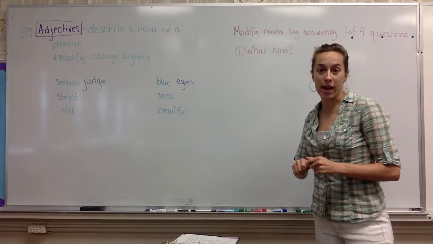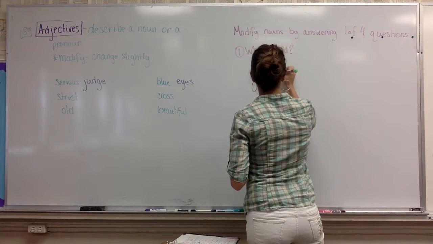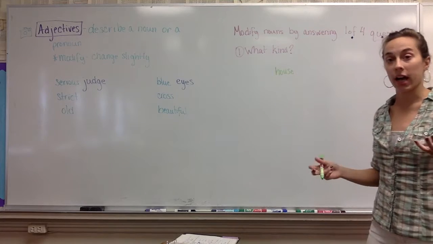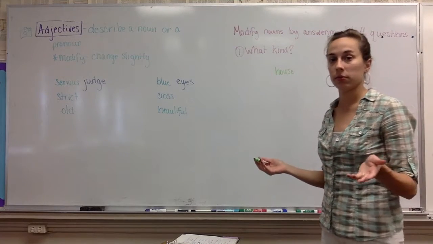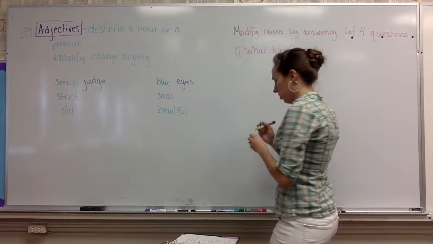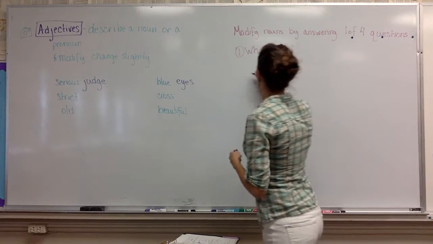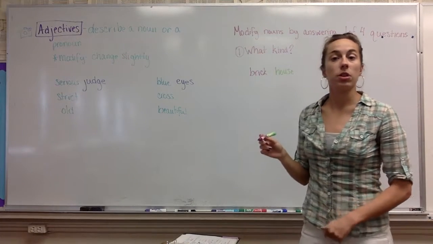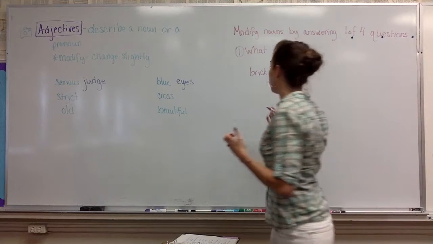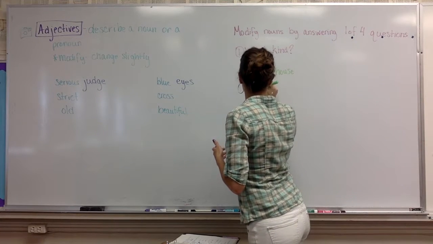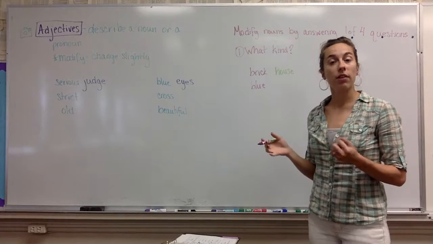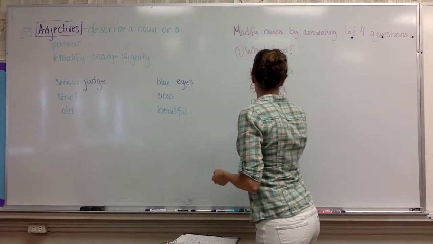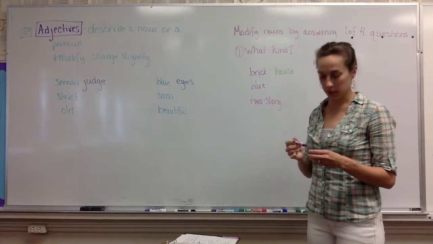So maybe I'm talking about a house. What kind of house do you live in? Some of you might live in, let's say, a brick house. Maybe you want to talk about the color of house you live in. Blue. My house is blue. Maybe you have a 2-story house. Okay, and the list can continue.